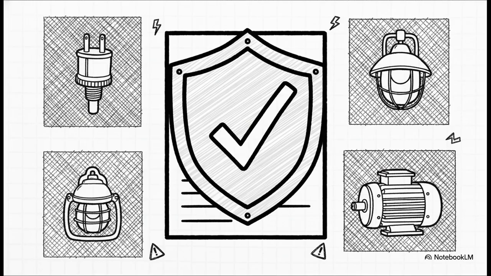Finally, we have the ATEX Equipment Register. This is the ultimate proof of safety. Once you know your zones and you know your gases, this document proves that every single piece of electrical equipment installed in that zone has the right certification to actually survive there. It tracks the IP rating for dust and water ingress, the specific X protection type, the gas group it can handle, and its maximum surface temperature class.